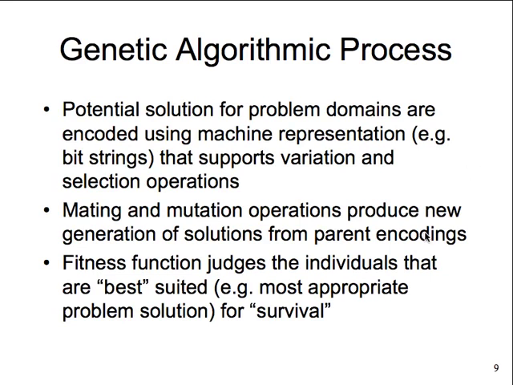So here's the process to find a potential solution to the problem. Potential solutions for problem domains are encoded by using machine representation, bit streams. Take all the numbers of all the distances and measure them out, write them out in a bit stream, and then take the bit stream and translate it, which is what you're going to do if you're looking at gene types and you're looking at information that's data associated with a string of genes. It's a string of bits.